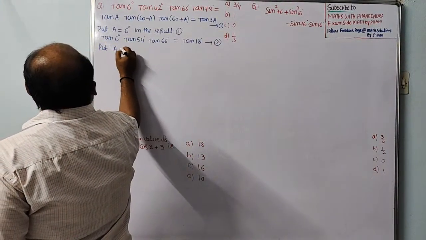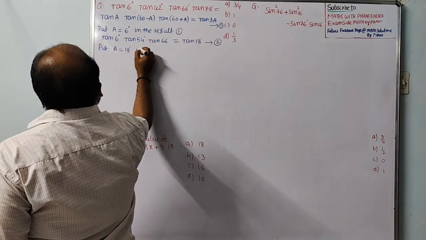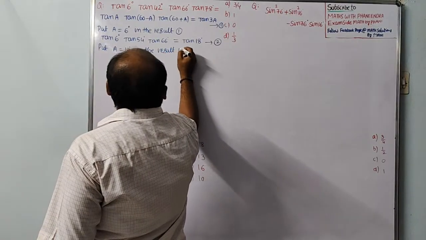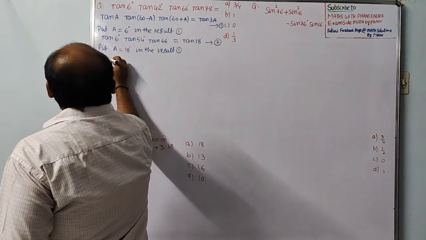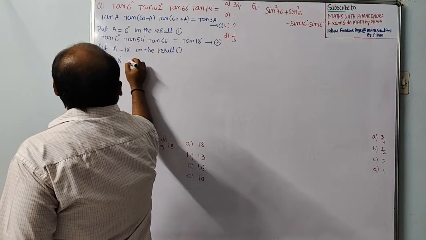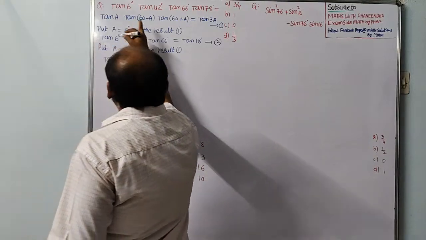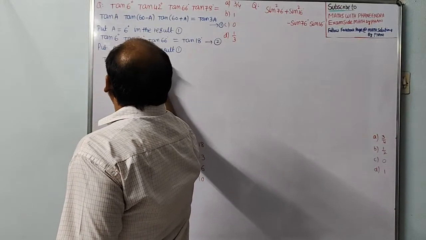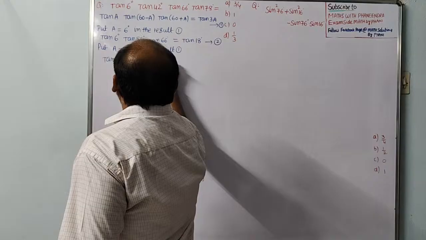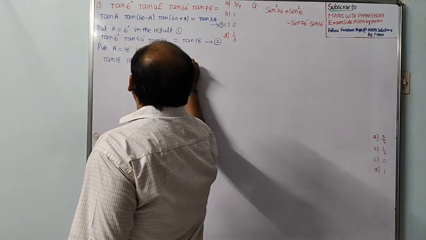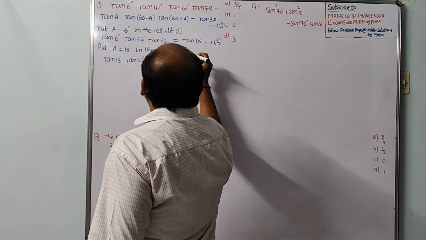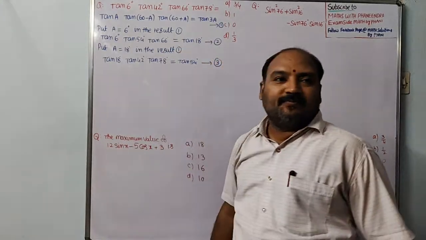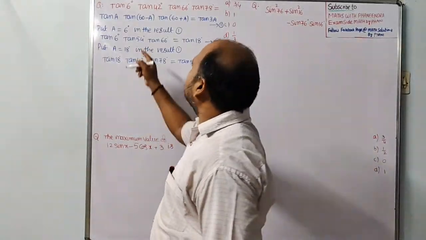Next, put A is equal to 18 degrees in the result 1. So tan 18 into tan 60 minus 18, what comes? 42 degrees will come. Into tan 78 is equal to tan 3 into 18, 54 degrees. Equation number 3. So they are asking to find the result.